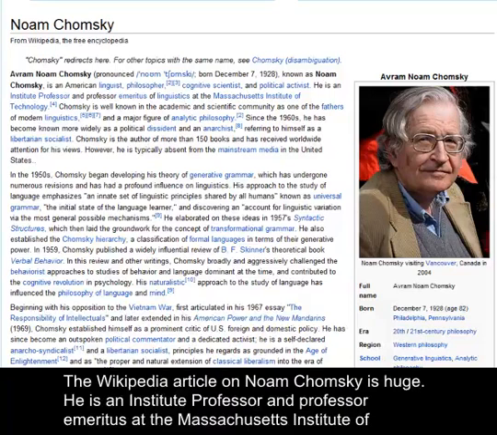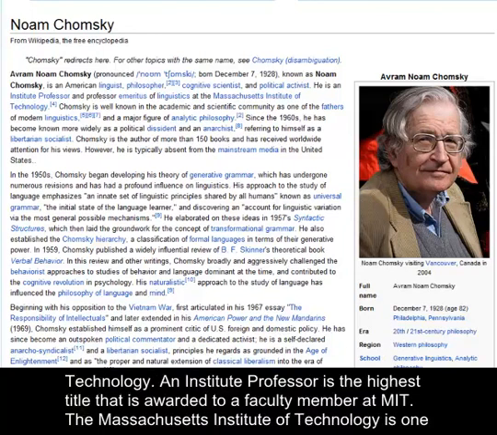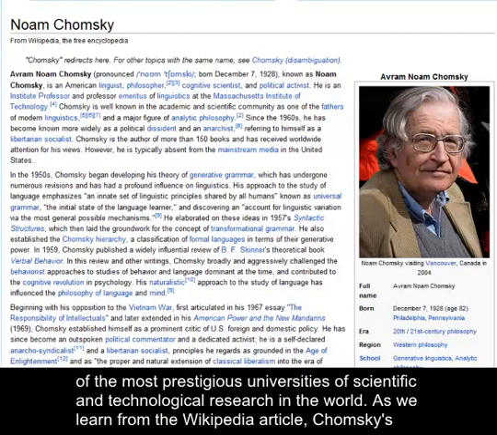The Wikipedia article on Noam Chomsky is huge. He is an Institute Professor and Professor Emeritus at the Massachusetts Institute of Technology. An Institute Professor is the highest title that is awarded to a faculty member at MIT. The Massachusetts Institute of Technology is one of the most prestigious universities of scientific and technological research in the world.